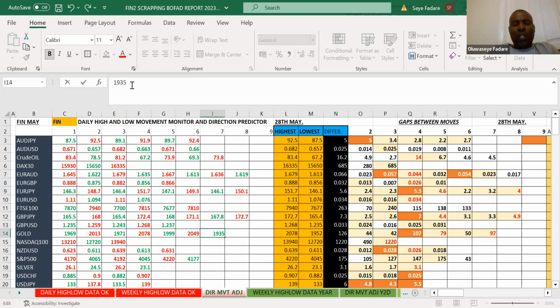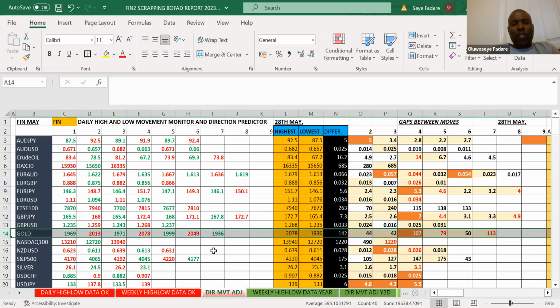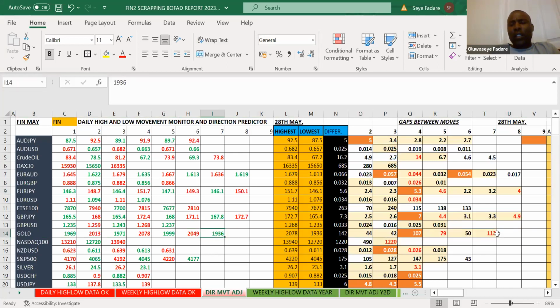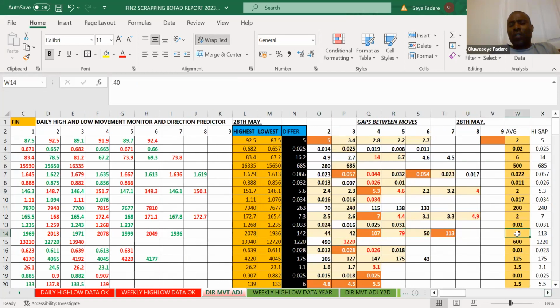Okay, so for example, now look at gold. Now I've changed this point. This price is supposed to be 1936 and it's here at 113. So I'm going to color it because it's now the average. As you can see here, the average is 40. So 40 times 2 is 80. 40 times 2.5 is 100. So this is above 100. So that's why it's colored.